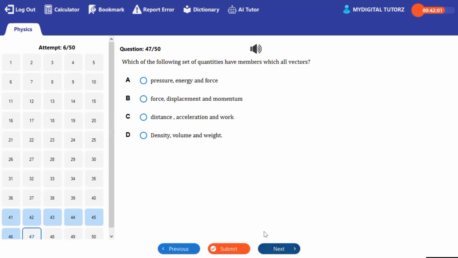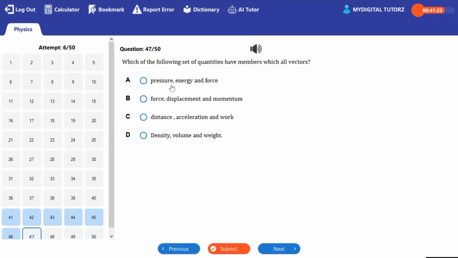So, question 47, which of the following set of quantities have members which are all vectors? Your ability to understand this depends on knowing your basic fundamental physical quantities and derived ones, followed by vector and scalar understanding. So, is pressure a vector? They say we are looking for ones whose members are all vectors. So any option that has a single member that's not a vector has already been cancelled.